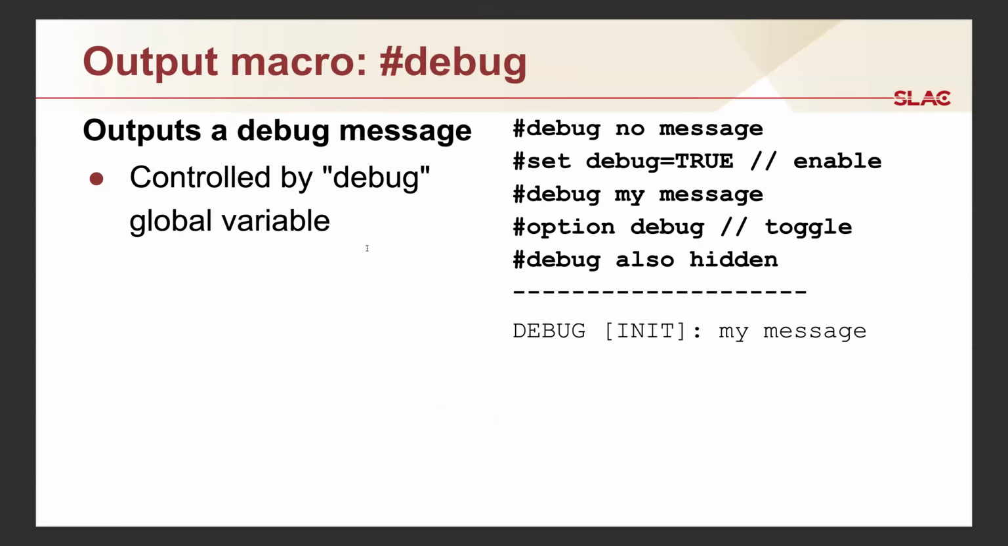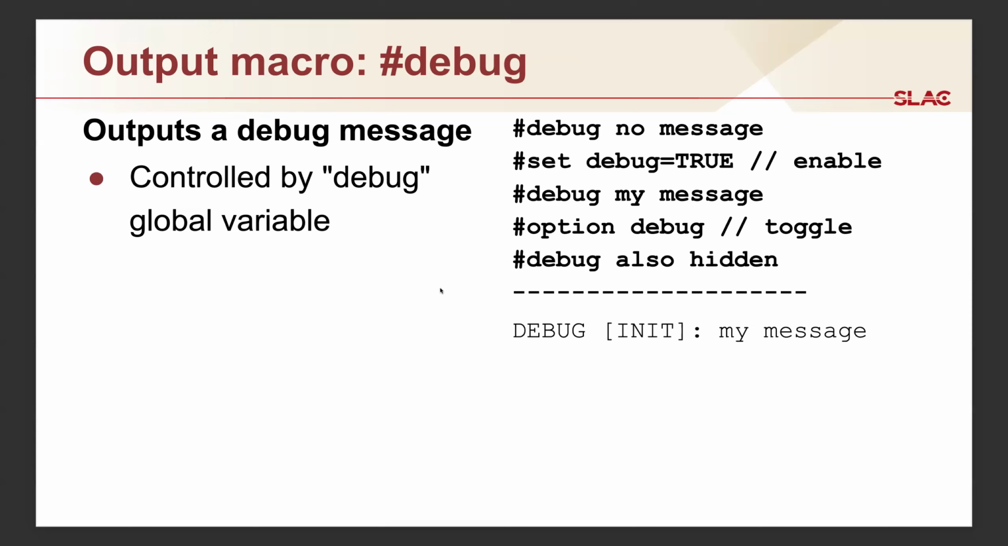The debug macro outputs debug messages if the debug option is turned on. And so here's an example where we enable debug and the message is displayed. And then when we disable it using the option command, it's no longer displayed. So only the one that we want is displayed. The other two are not.